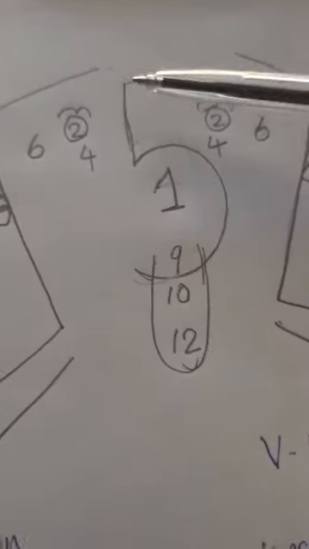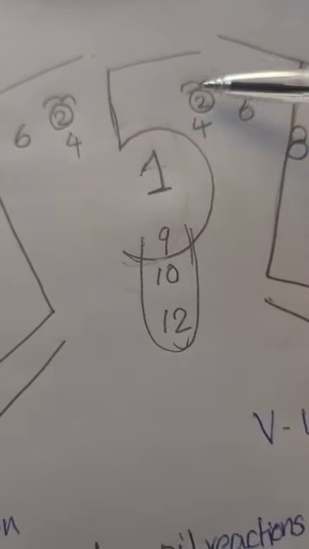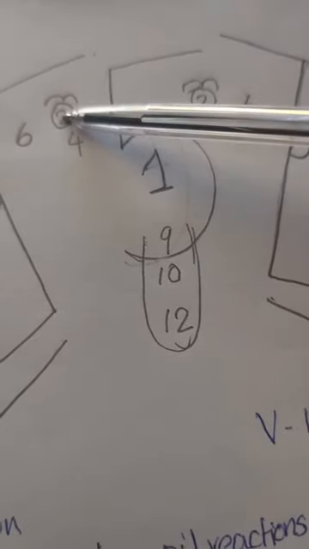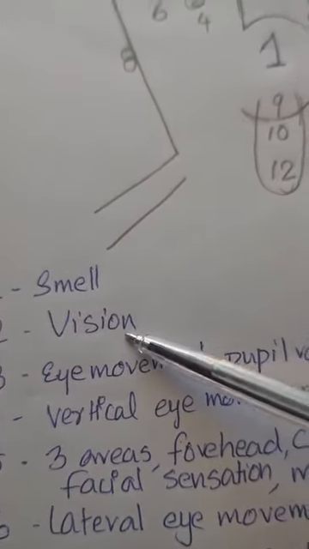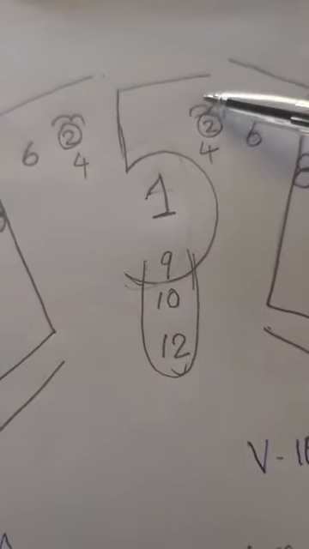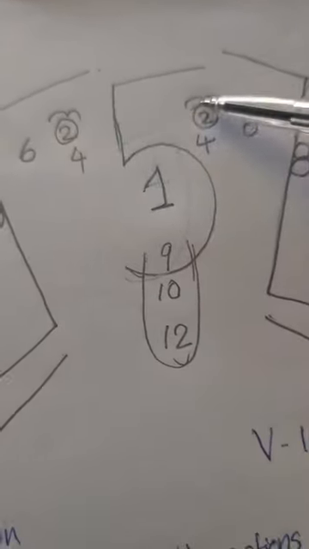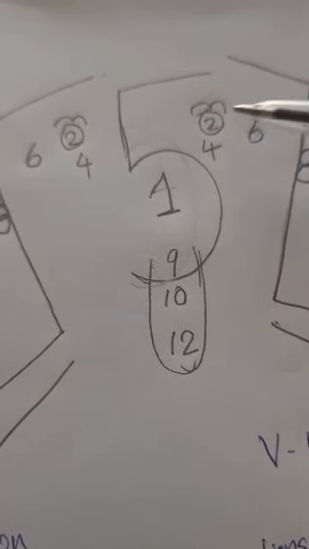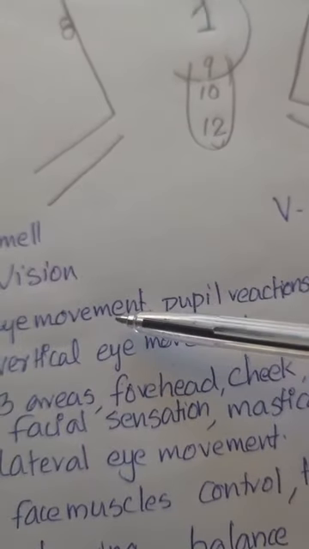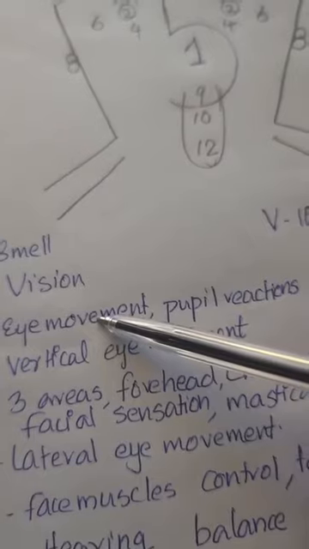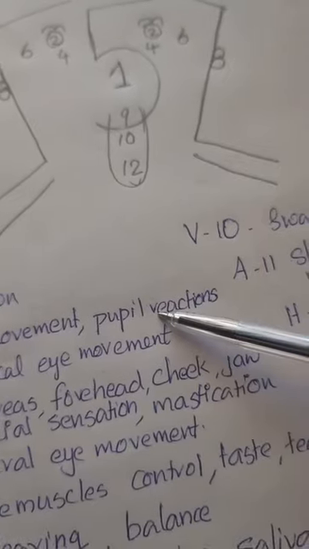Then you can see here number 2. 2 goes into the eyes, so that is the optic nerve. Optic, it's responsible for vision. And 3, you can see just above the eyes, towards the eyebrows or the eyelids. So the third one is oculomotor. Motor means movement, oculo means eyes, so this is eye movements and pupil reactions, pupil constriction or pupil dilation.